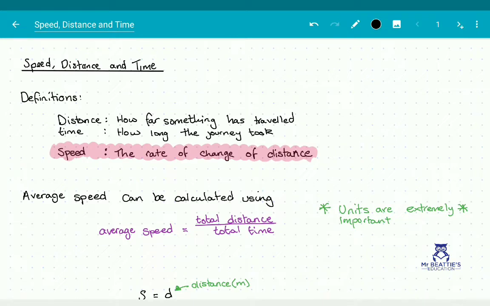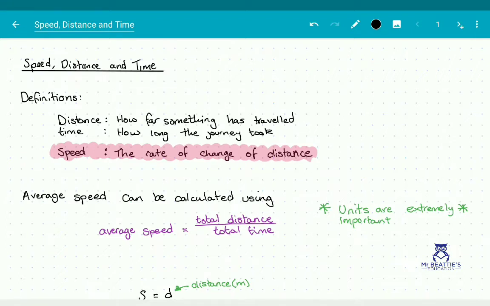So, a couple of key definitions to start with. Distance, how far something has travelled. Time, how long it took to do that travelling. Okay, and speed is the rate of change of distance. Now that's a key definition that you're going to have to know, so definitely get that written down somewhere and start memorising it. The rate of change of distance, so how quickly the distance you've travelled changes.